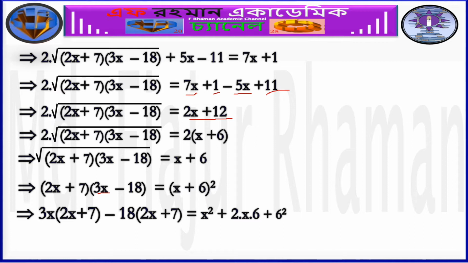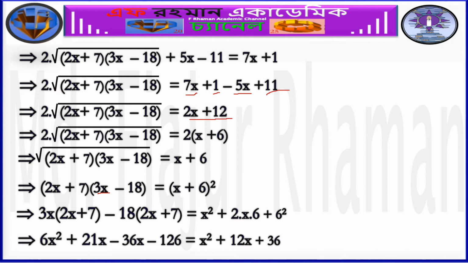This equation implies that 6x square plus 21x minus 36x minus 126 is equal to x square plus 12x plus 36, because 3 into 2 is equal to 6, 3 into 7 is equal to 21x, minus 18 into 2 is equal to minus 36x, minus 18 into 7 is equal to minus 126, 2 into x into 6 is 12x, and 6 square is equal to 36.